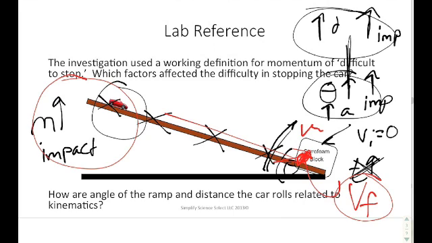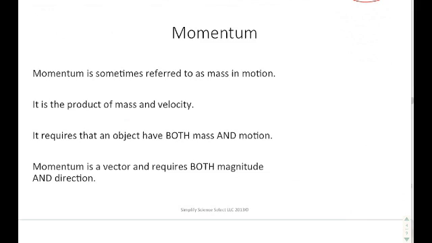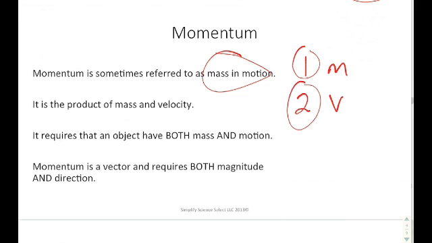Now, this impact term is what we talk about as momentum. Momentum is sometimes referred to as mass in motion, so it requires two things. Number one, that it have mass. That's not a hard thing: everything we talk about has mass, from an atom all the way up to a universe. The other key thing is that it's mass in motion, so it must have some sort of velocity. If you have mass and you have velocity, then you have momentum.